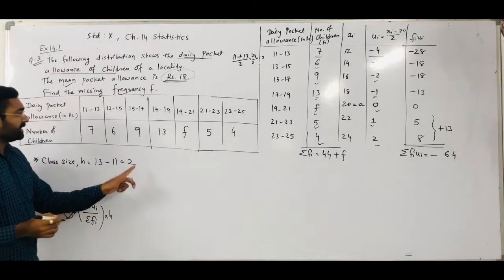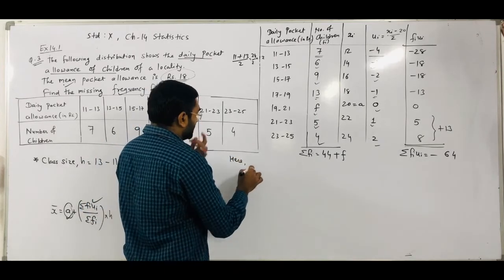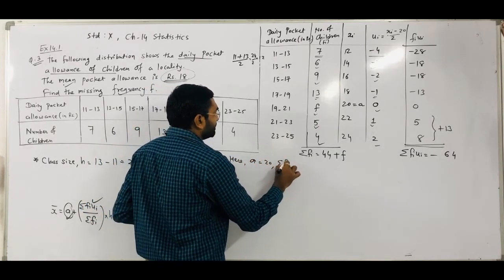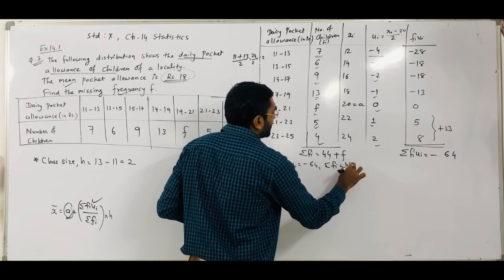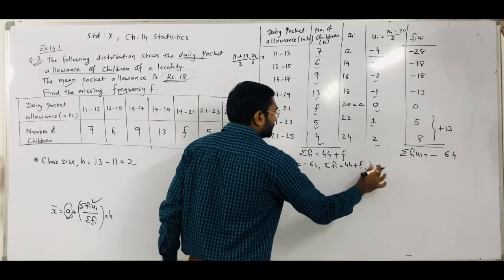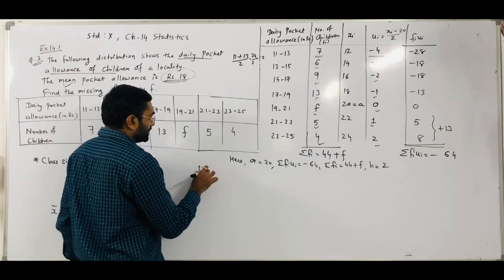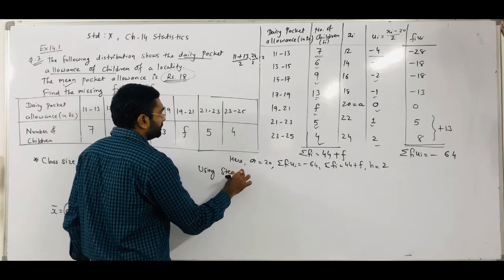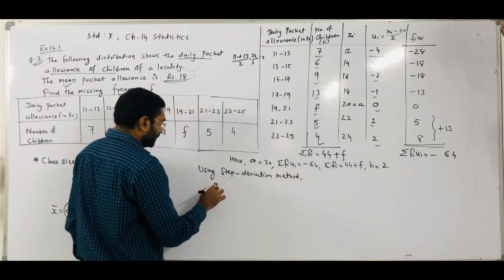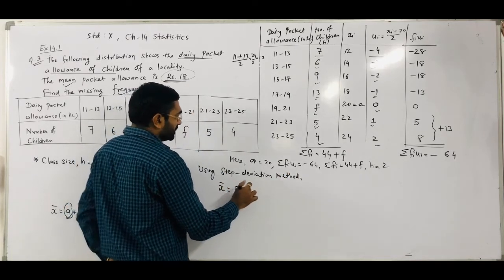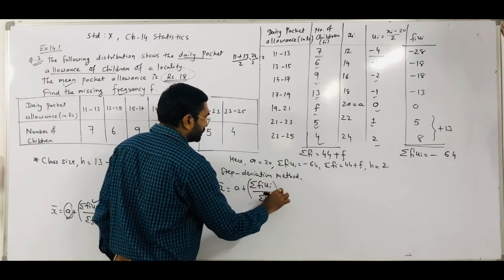And h value we require, we already defined. Okay. So now here we represent all the values which we defined from the table. So a value we get 20. Sigma fi ui value we get as minus 64. Sigma fi value we get 44 plus f. And h value is 2. Now using the step deviation method, we put the formula x bar is equal to a plus sigma fi ui upon sigma fi into h.